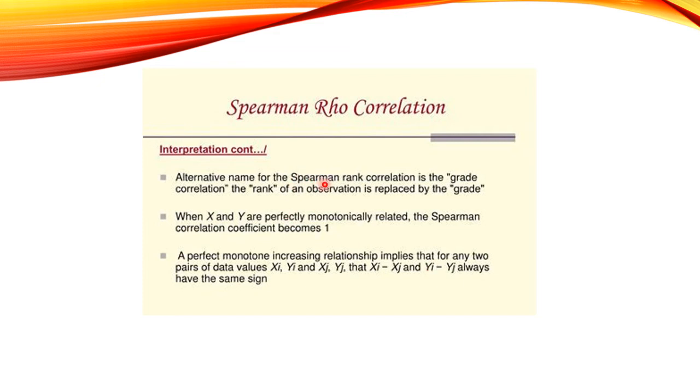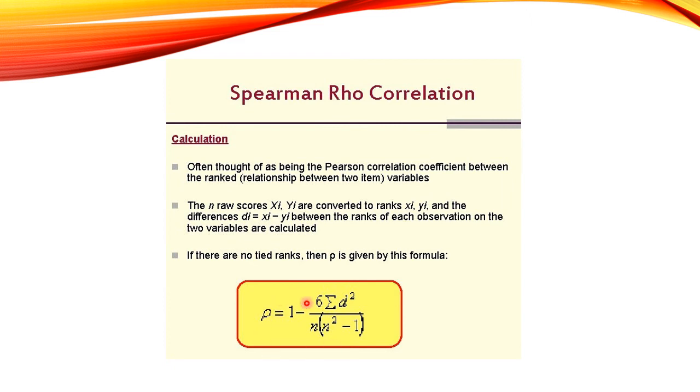An alternative name for the Spearman rank correlation is rank correlation, where the observed values are replaced by their ranks. When x and y are perfectly monotonically related, the Spearman correlation coefficient becomes 1. A perfect monotonic increasing relationship implies that for any two pairs of data values, we can say it this way, they always have the same order. Okay, this is the way of getting the calculation for that one.